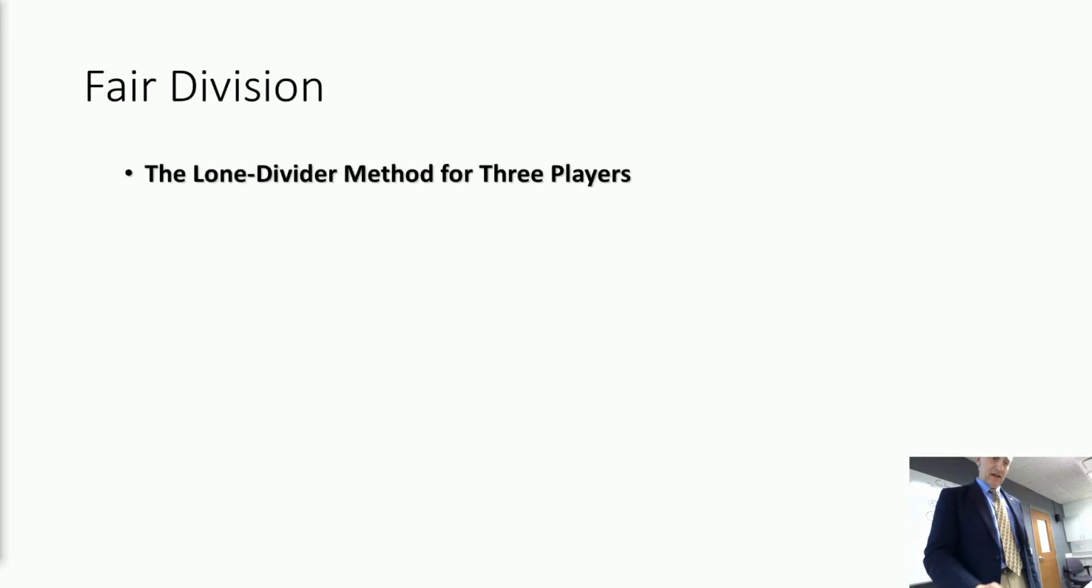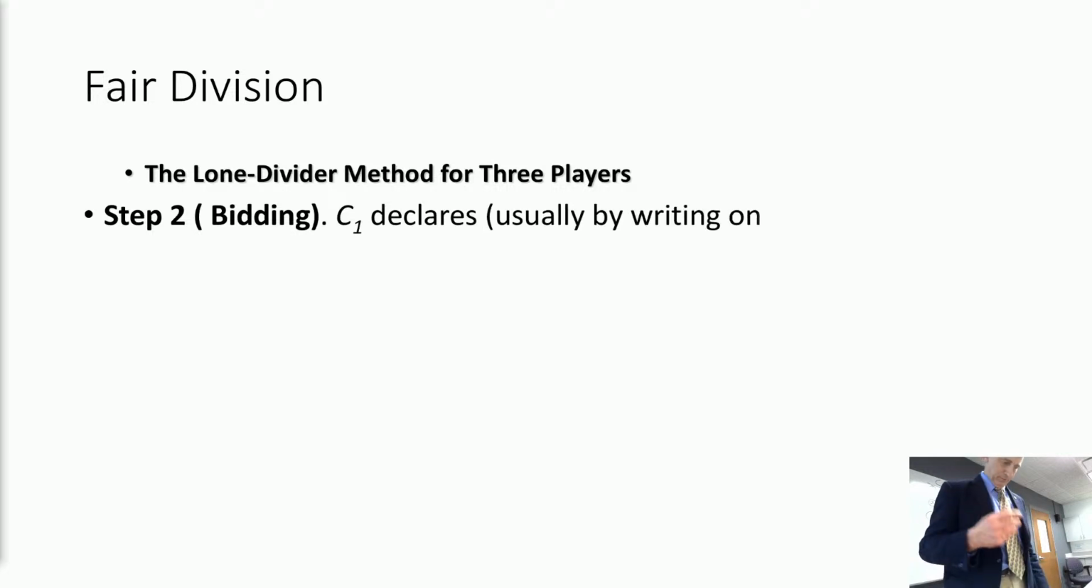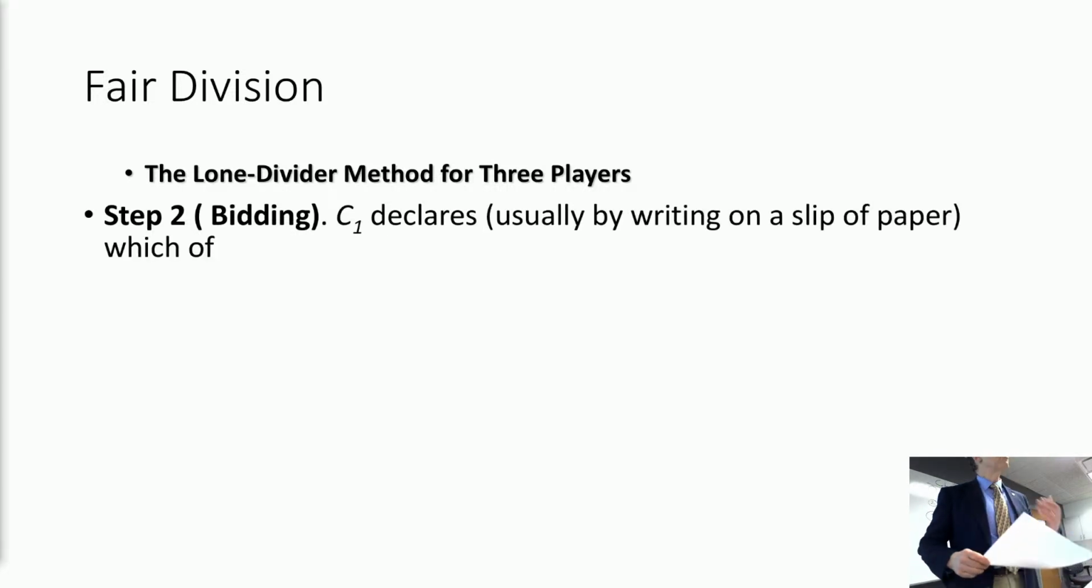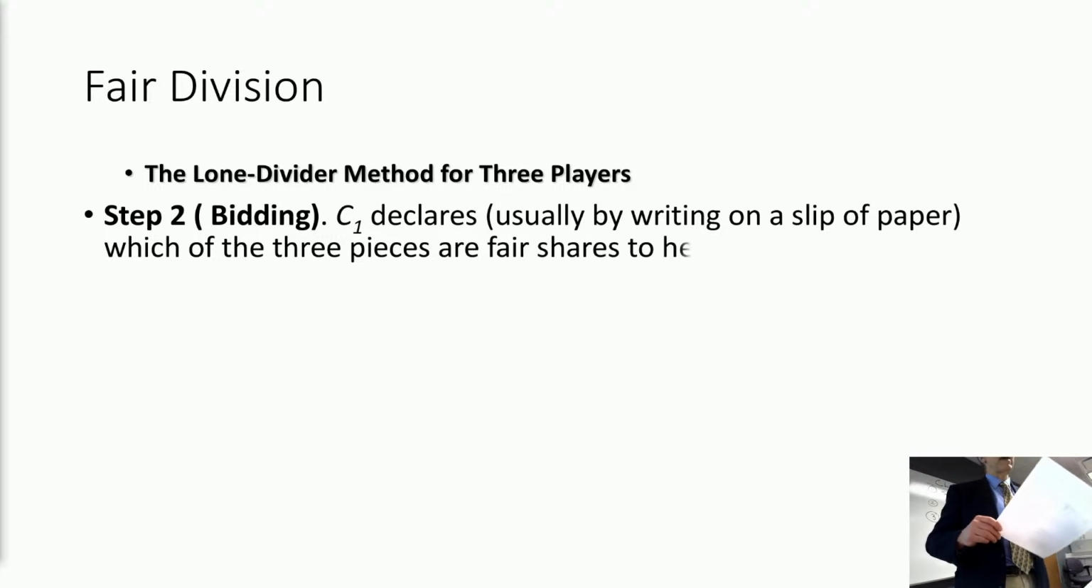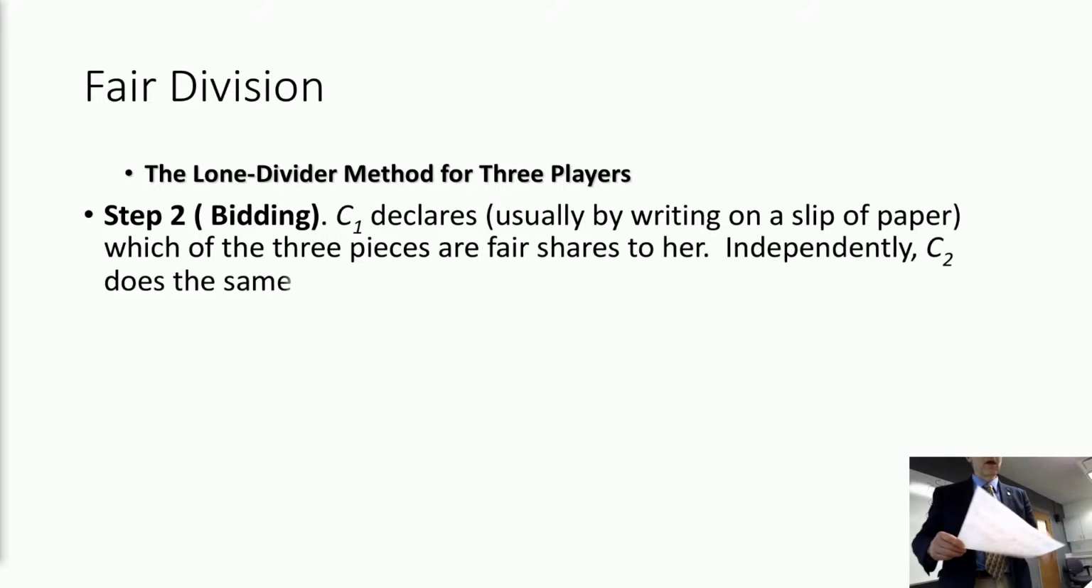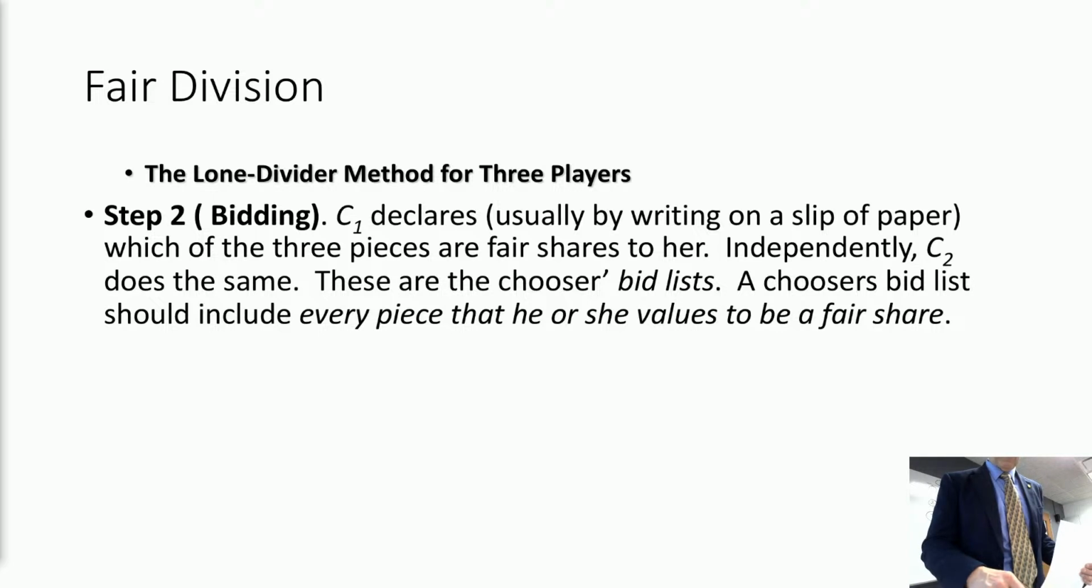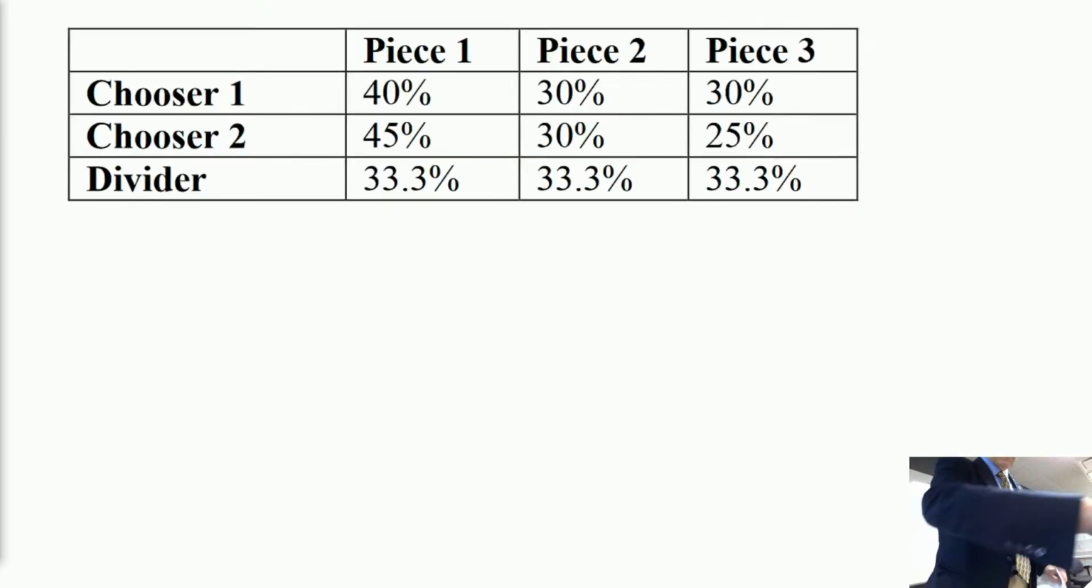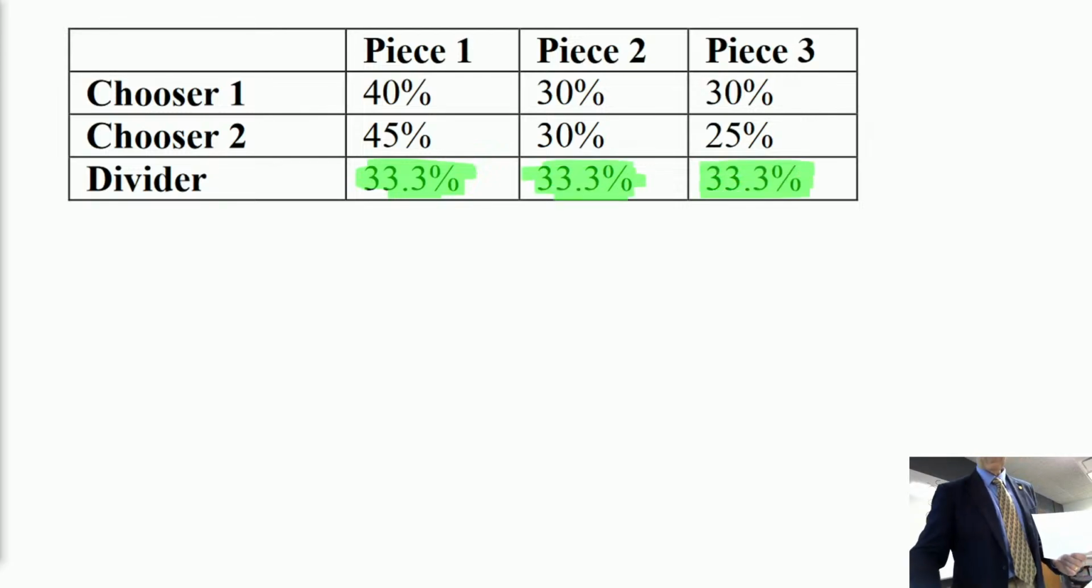The next thing that's going to happen is the choosers are going to choose which of the pieces they think are acceptable. So to explain this, I'm going to need to go over here to this chart so that we can sort of follow along. So the divider, you don't have to highlight this, I'm just going to do it. The divider divides things as best they can, 33 1/3%.